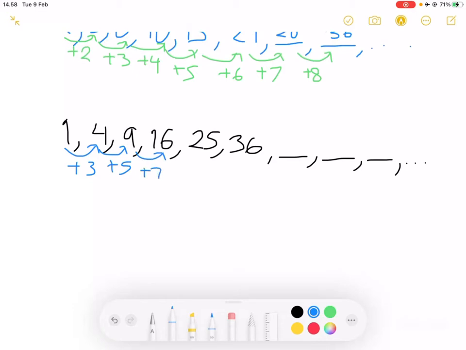Alright, you can first notice that the differences, again like the pattern above, increase every time. So I have plus 3, plus 5, plus 7, plus 9. However, notice that these terms are actually representative of the perfect squares.